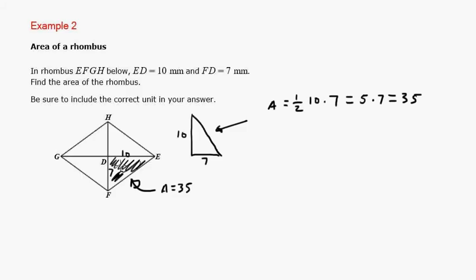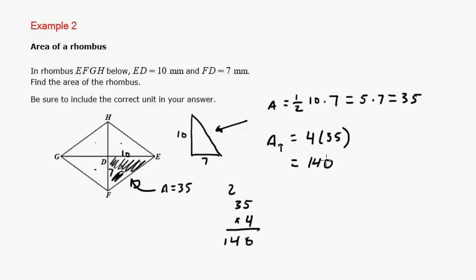But there are 4 of them: 1, 2, 3, 4. So the total area would have to be 4 times 35. 4 times 5 is 20, 4 times 3 is 12, plus 2 is 40. So I get 140 millimeters squared.